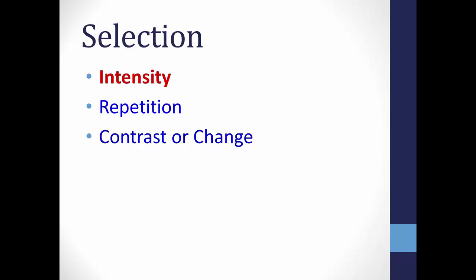Once stimuli become familiar to us, we stop noticing them, a process called habituation. So we tend to notice things that are different, even if we can't put our finger on exactly what that difference is, like when someone gets a haircut or a new pair of glasses.